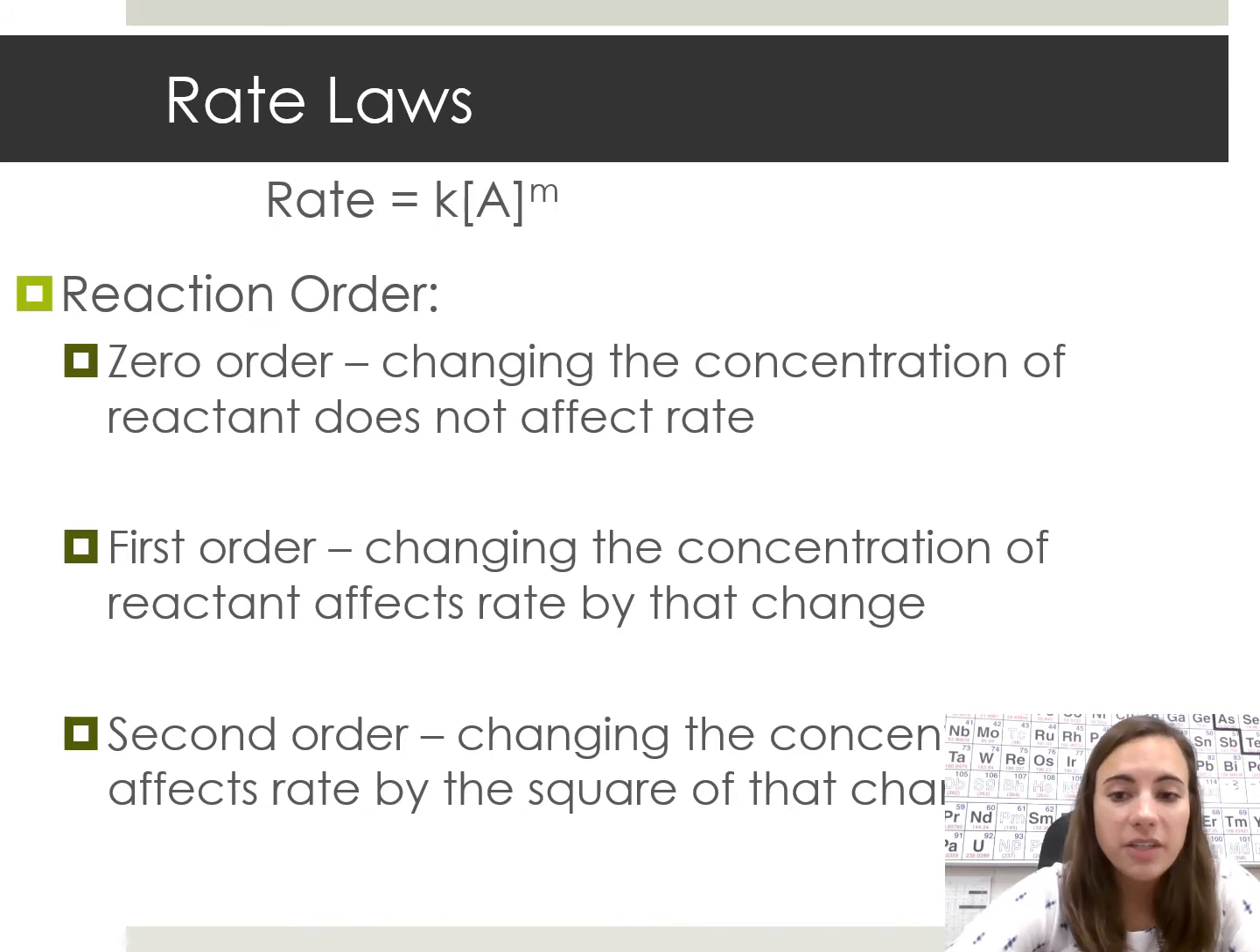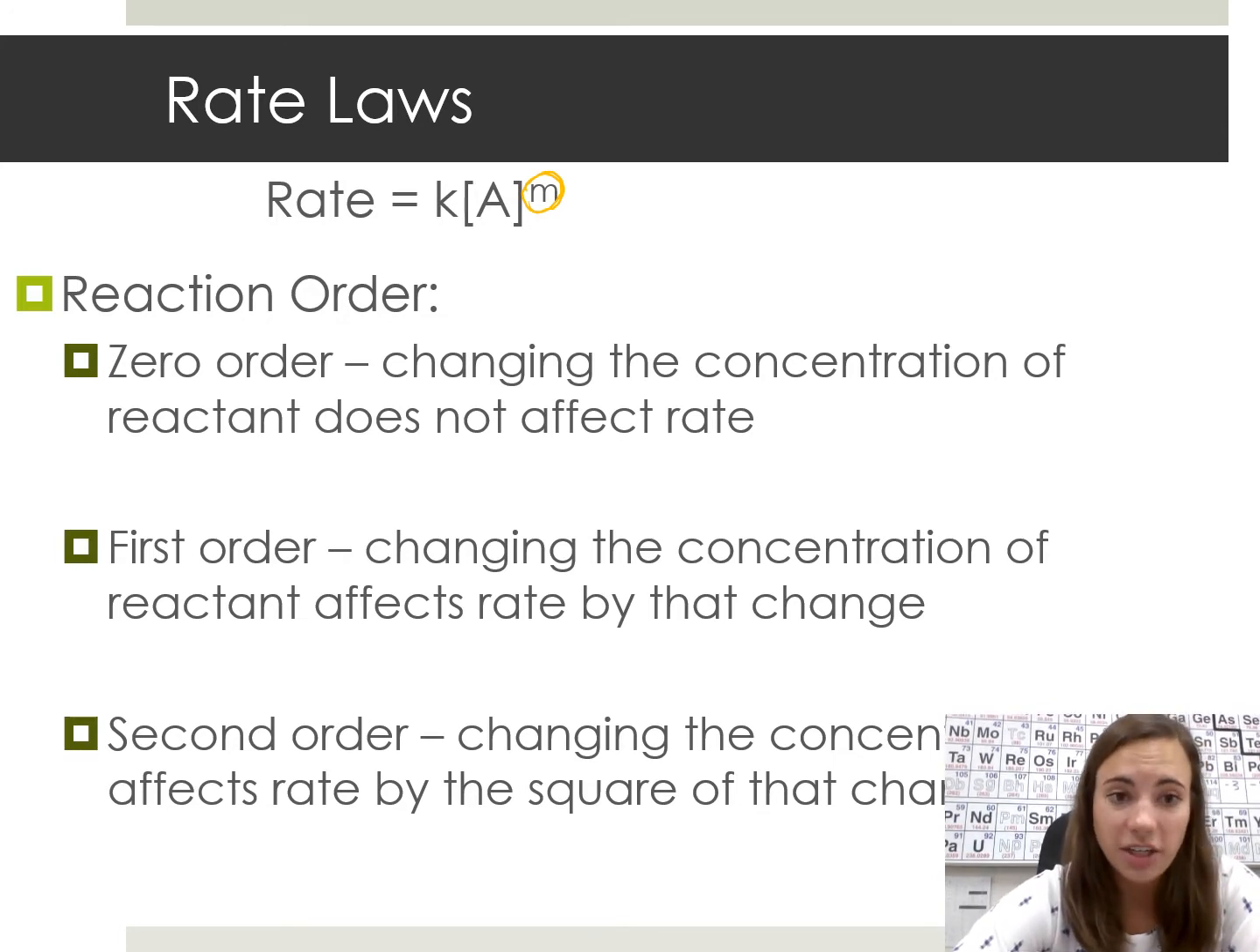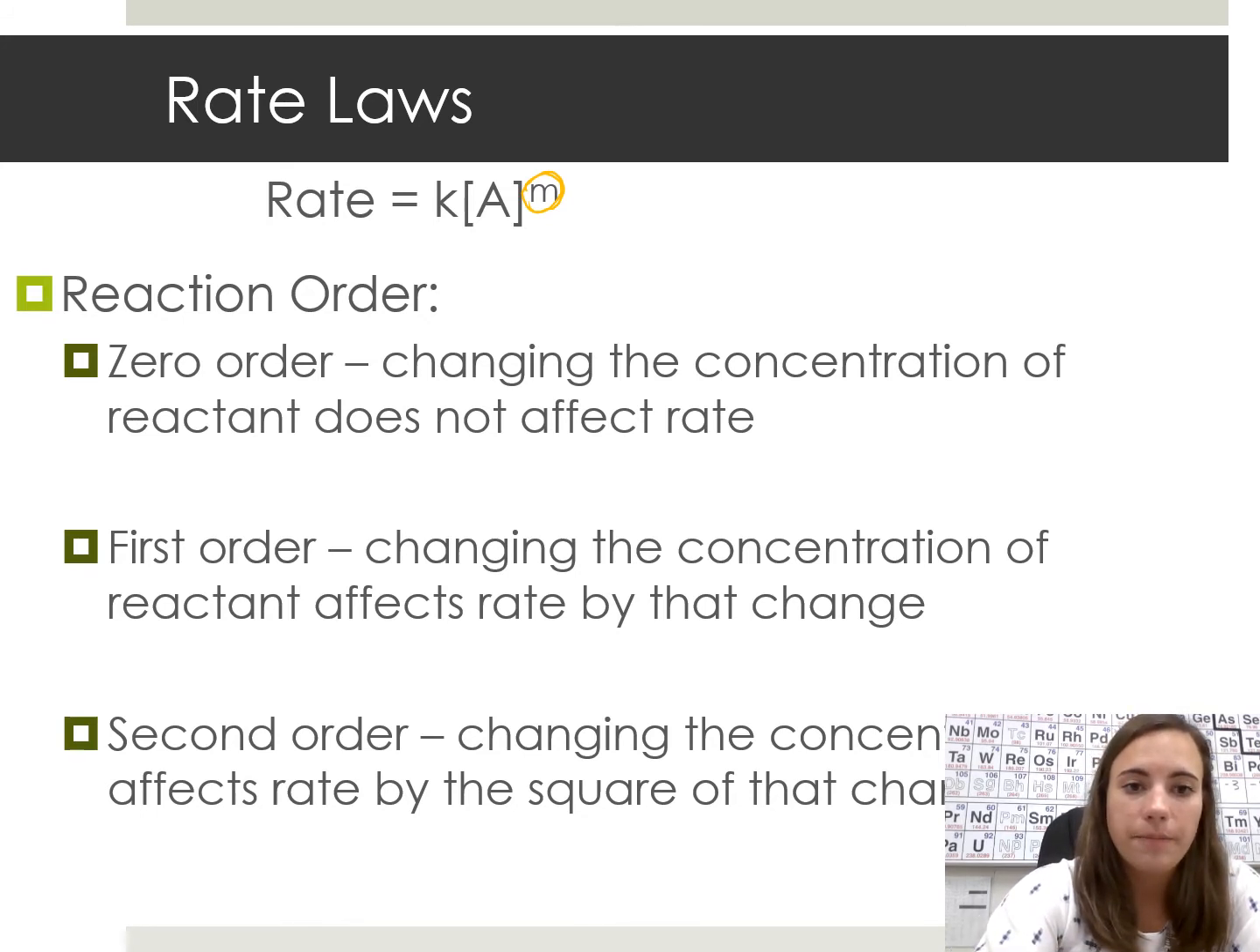So speaking of these reaction orders, those exponents that we mentioned here in the rate law expression, the most common we have are 0, 1st, and 2nd order. So 0 order would mean that M is 0. So for ease, we're going to talk about just one reactant right now so that we only have one reactant in our rate law expression.